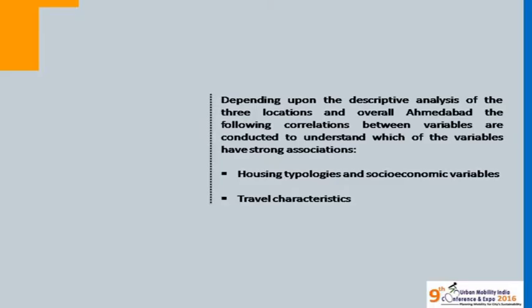Actually, there's a slide missing over here, which showed that a lot of people who came from these apartment buildings did not have allotted parking. Around 70% of the people did not have allotted parking. And depending upon it, we even found out whether there are strong correlations between the housing typologies and the socioeconomic variables and the travel characteristics.